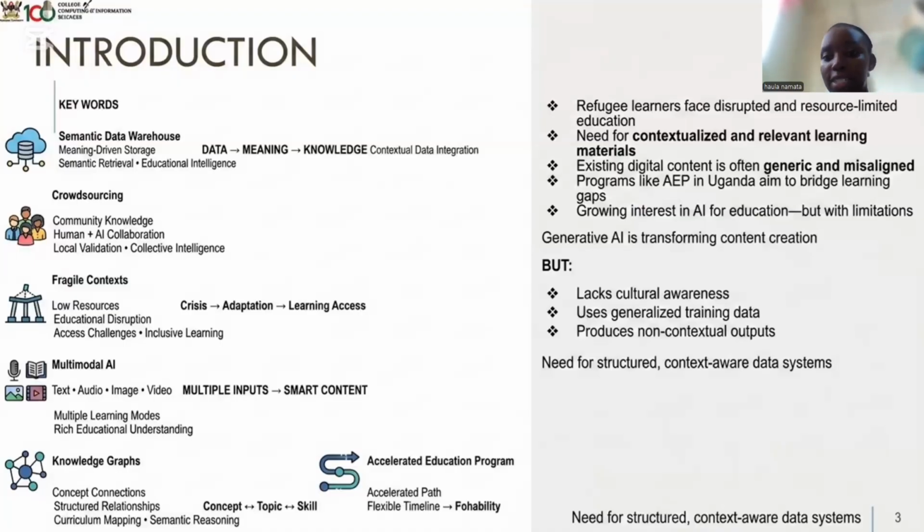For refugee learners and other learners in fragile contexts, as we said, most of the material that exists is text-based, and it is really not relevant for the setting that they are in. This problem led to the development of our semantic-aware data warehouse, to help the generative models produce content that is pedagogically aligned and relevant to such an environment. So there was a need for structured, context-aware data systems. That was a major problem.